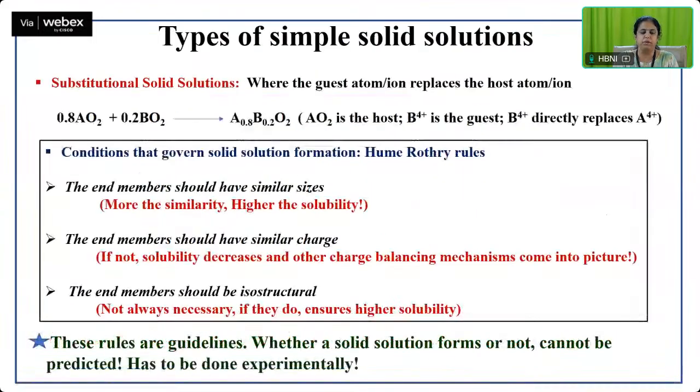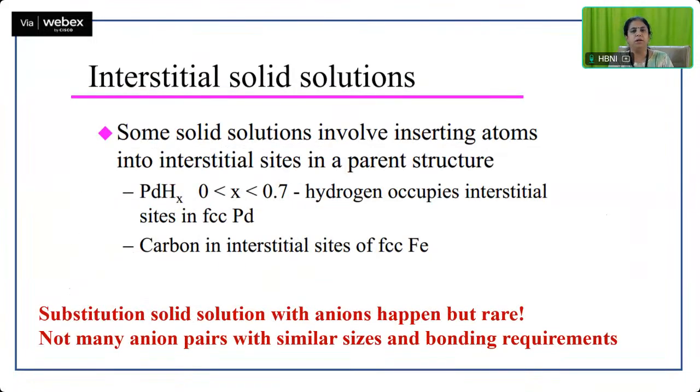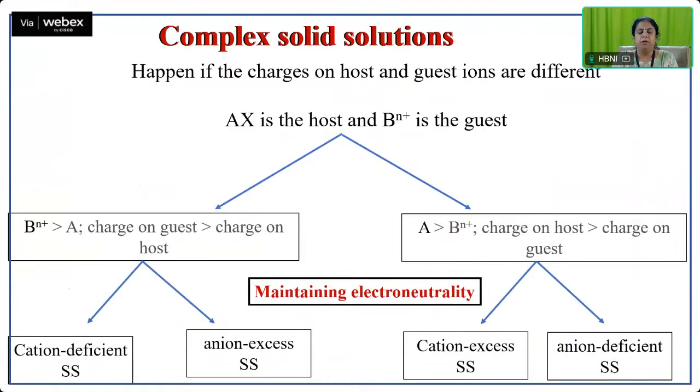Of course, in the simple solid solution, first we talked about substitutional solid solution, and then we had interstitial, wherein your guest ion goes in and occupies the interstices in your host. Okay. Then we started what we call the complex solid solution. When do we get complex solid solution? This complexity arises when your host ion and your guest ion do not have similar charge. And then we also discussed the two scenarios. One is your host ion has a charge higher than the guest ion, and the other is the charge on the host ion is lesser than the guest ion, and what all could happen.